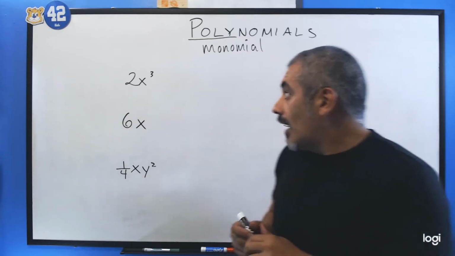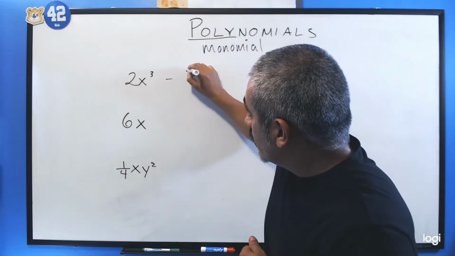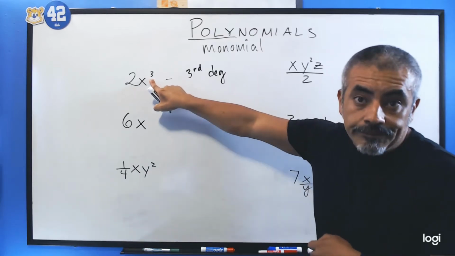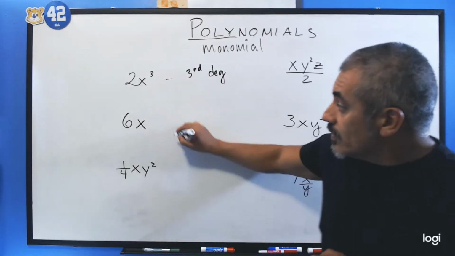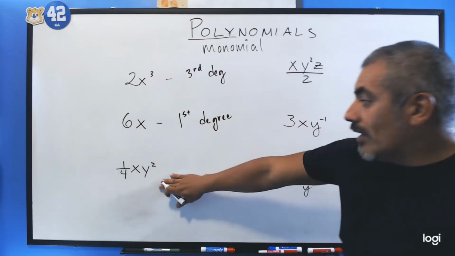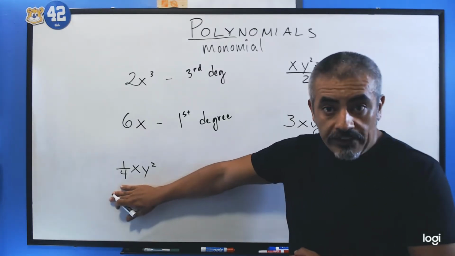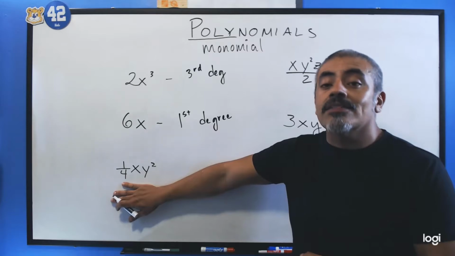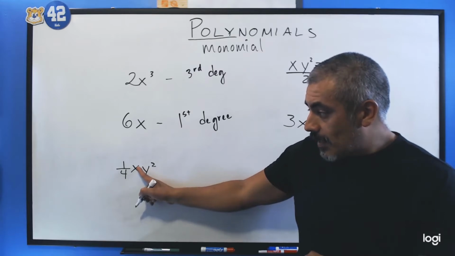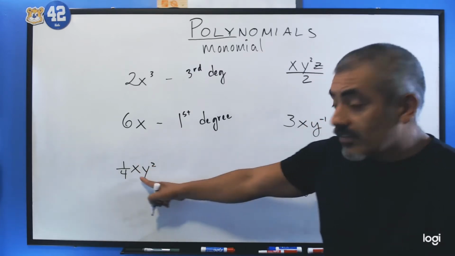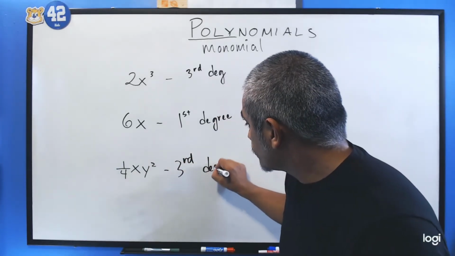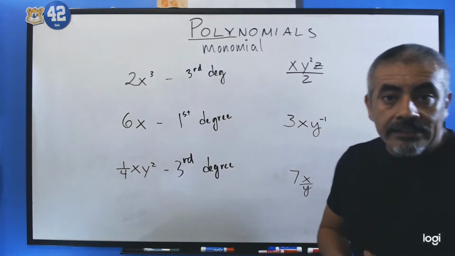Now, here we said this was a third degree, because that is a 3. Here we know that's a 1, so this is in the first degree. But whenever you have monomials of different variables, such as this one, you have to consider the sum of all the powers. So in this case, because this is the power of 1 and this is the power of 2, the degree of this monomial is 3. So this is in the third degree. And these are all perfectly valid monomials.